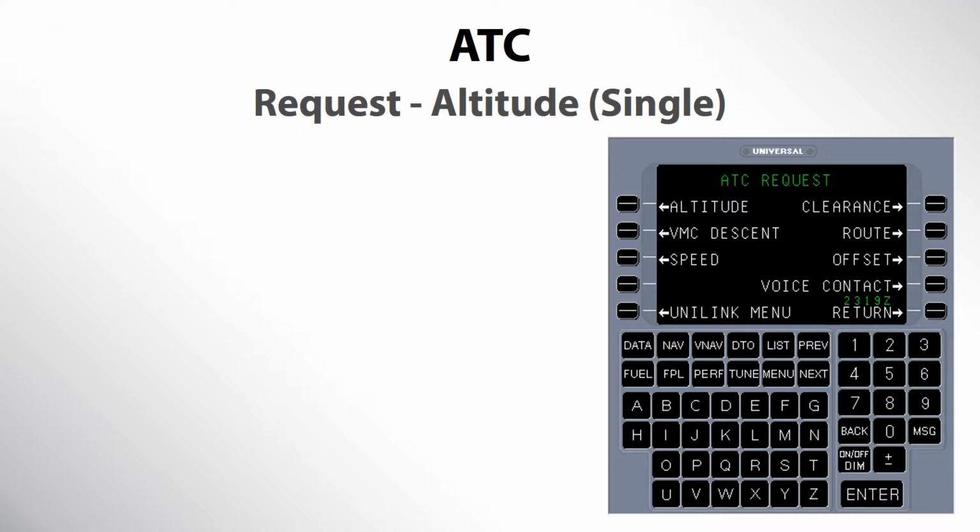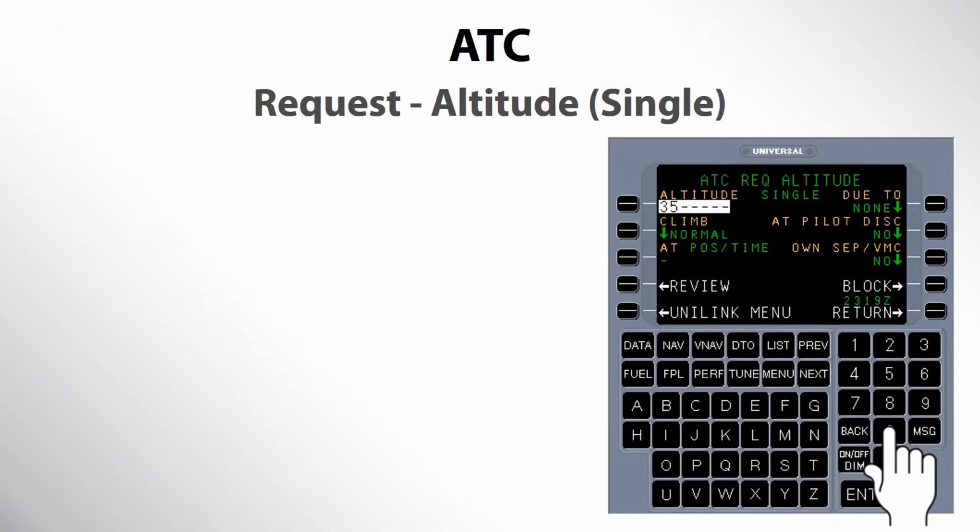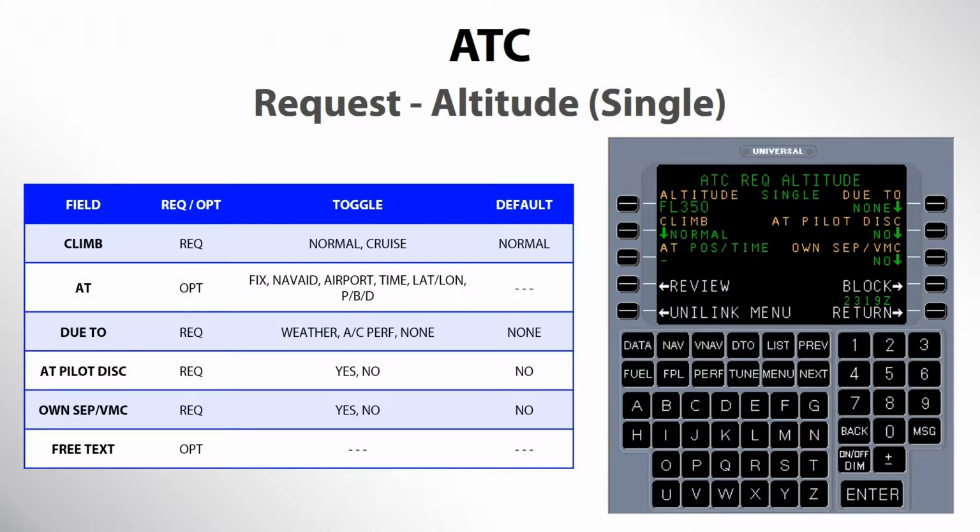From the ATC Request page, press Altitude, enter the desired altitude, and then press Enter. This table shows what fields are required and what fields are optional, as well as the default values. Press Climb to toggle between Normal and Cruise as applicable. When the AT field is selected, the Climb option will automatically set to Normal. CPDLC does not allow an altitude request at a position or time to involve a cruise climb.